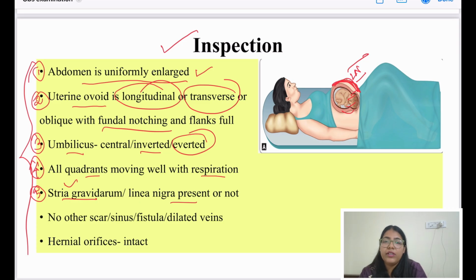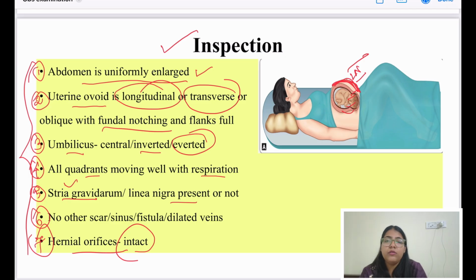You also look if there is any other scar, like most commonly you can see a scar for previous cesarean section, or appendicectomy, or cholecystectomy scar, or any laparoscopic scar. So you look for those scars also, and mention if there is presence of any scar other than these two. And also look if hernial orifice sites are intact.